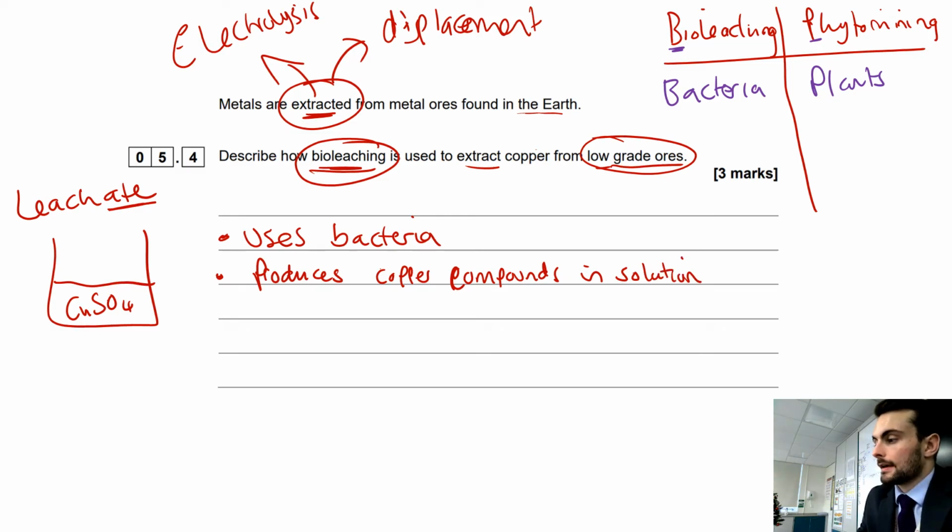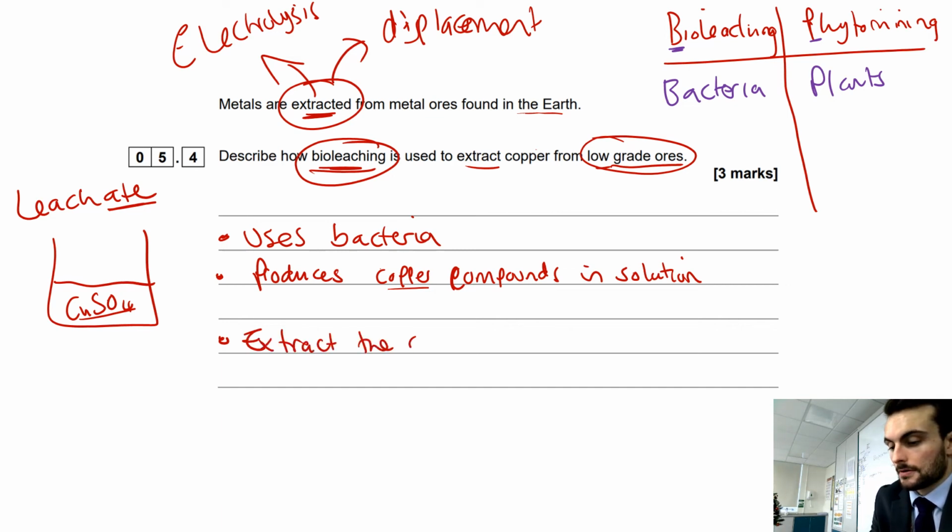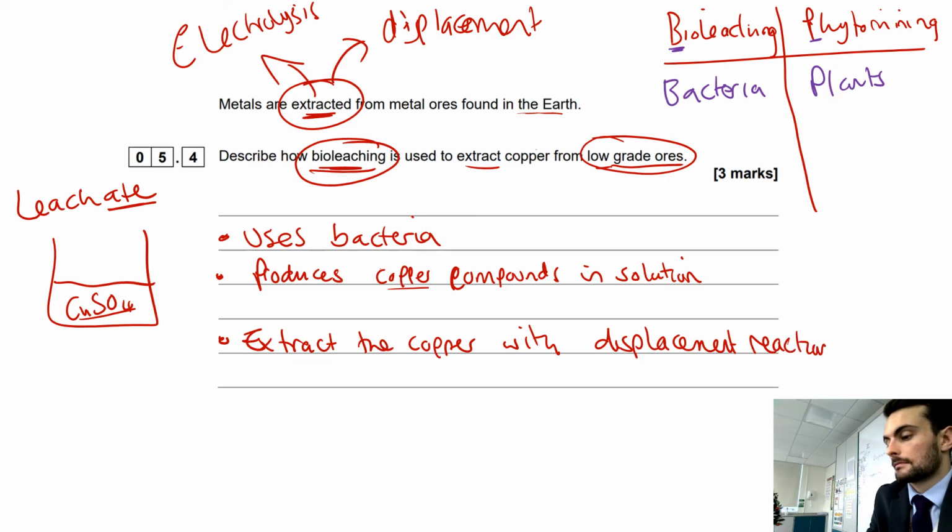Okay, and then we need to extract it. How are we going to extract the copper compounds? What are the two methods that you could use to extract? You could use displacement to extract the copper with displacement reactions, or electrolysis.